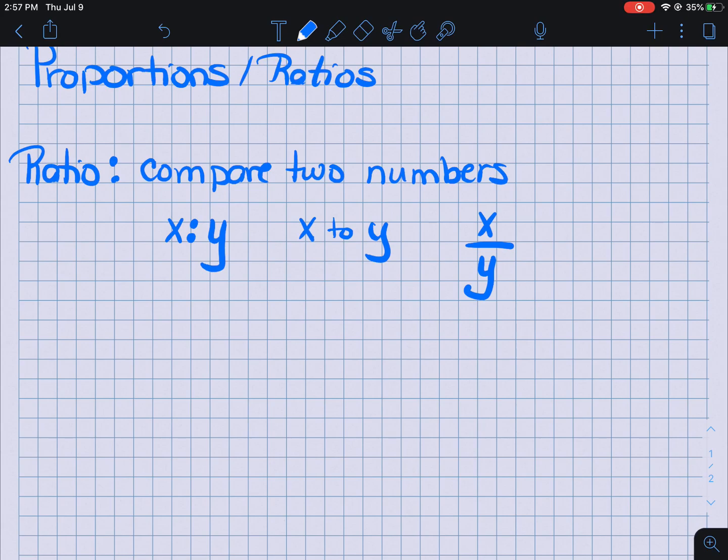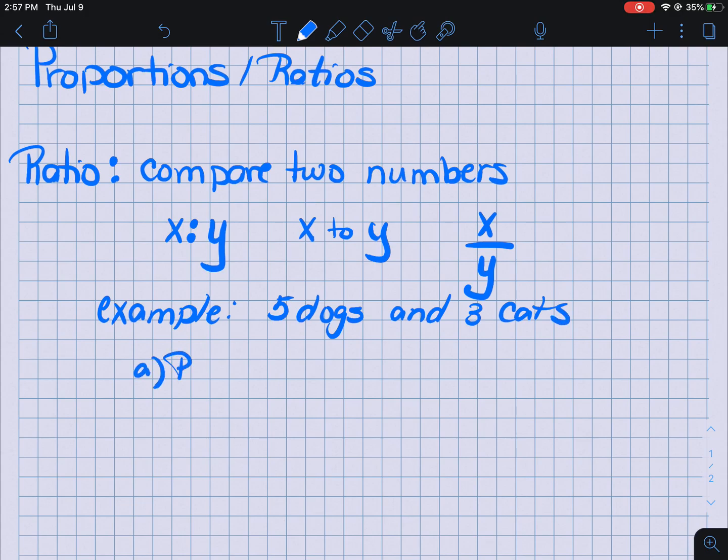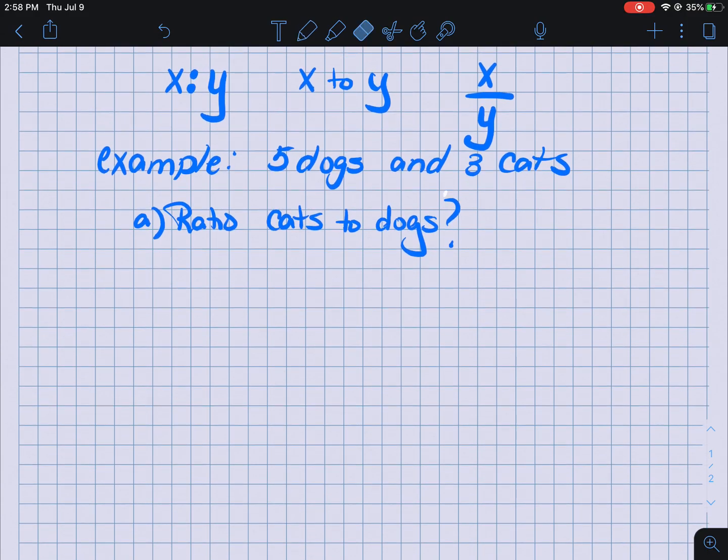For example, let's do an example. If I say there were 5 dogs and 3 cats in the house, I could ask you to write a ratio of cats to dogs. The order does matter. Because I asked for cats to dogs, that means I have to have the number of cats come first, or in the numerator, and dogs second. So the couple things I could do: 3 to 5, that would mean 3 cats, 5 dogs. I could write 3, the word to, 5. Or I could write the fraction 3 over 5.